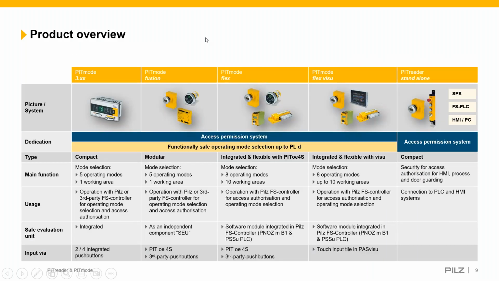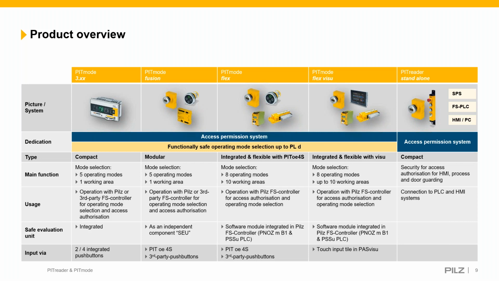So a product overview from Pilz. On the left-hand side, we have our PITmode Classic, which was the first unit that we launched into the market, and that offers both access permissions and functionally safe operating mode selections. It's compact. It's an all-in-one integrated solution. So the reader, the keypad for selection, and the safe evaluation device are all in the one unit.